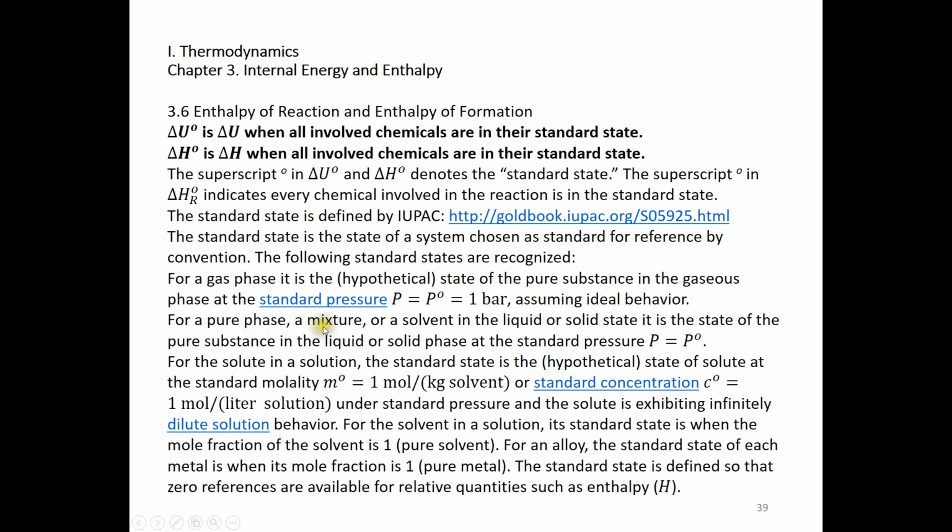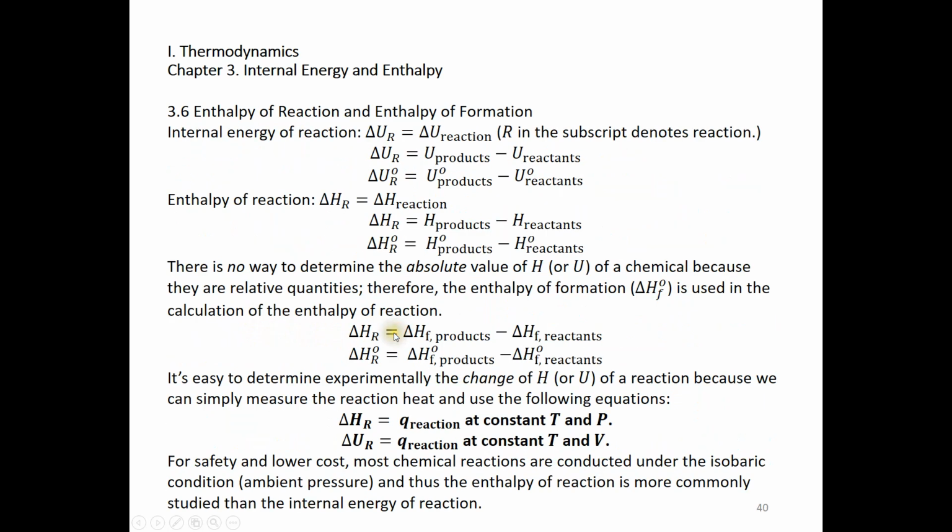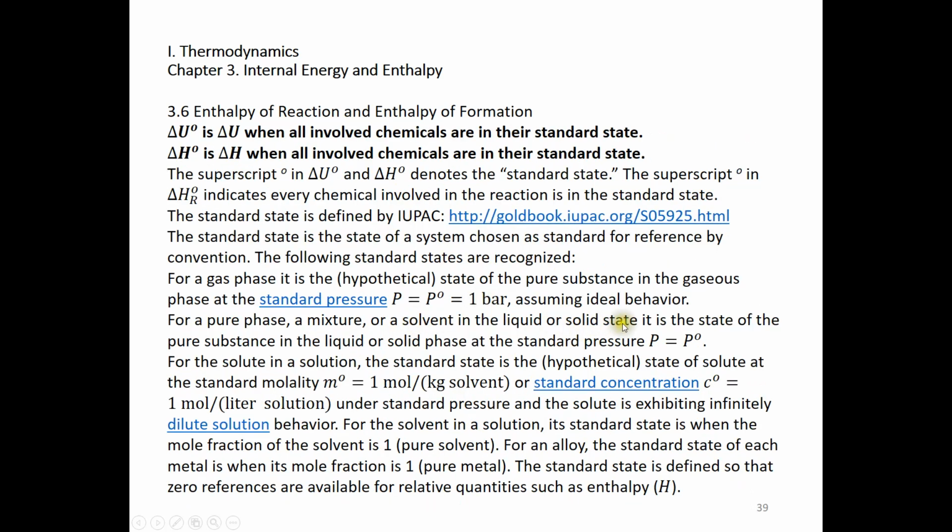For a pure phase or a mixture or solvent in a liquid or in a solid, it's the state of the pure substance in the liquid or solid phase at the standard pressure. P is equal to P naught. So if you have pure gold under the standard state, it has to feel 1 bar external pressure. And if you have pure mercury in the standard state, that means the mercury is under 1 bar external pressure.